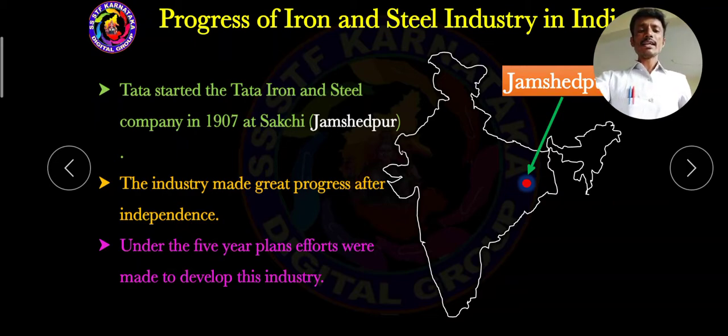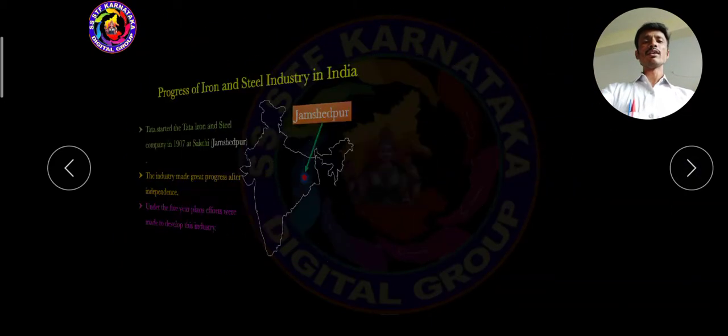The 5-year plans are the integrated national economic program. So this was the effort. Due to the 5-year plans' efforts, the iron and steel industry belonging to J.N. Tata led to success after 1947.